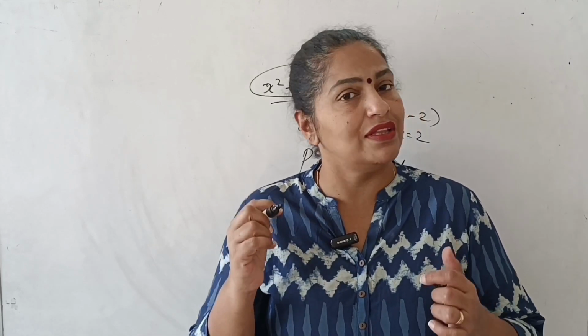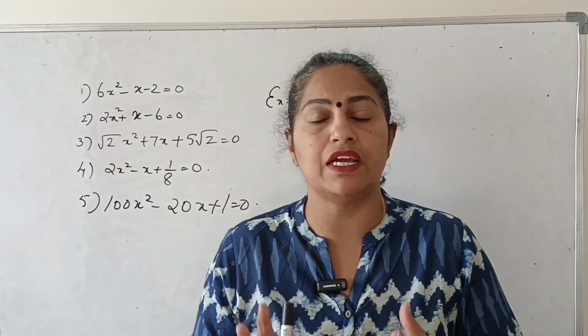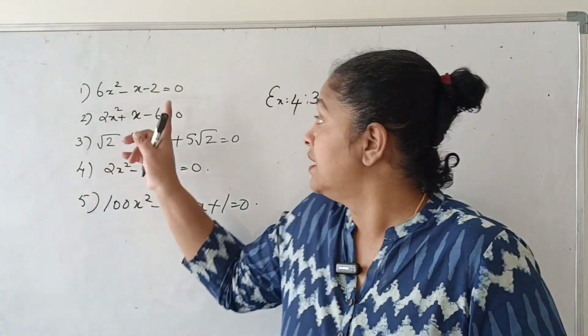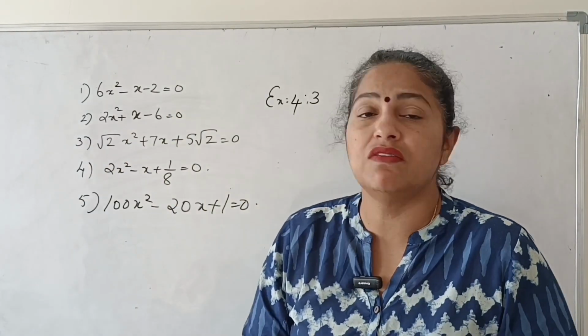Now, let us start doing the sums. Let us start with these 5 sums. It has been taken from the NCERT textbook. So, let us start with your textbook sums. The first one is 6x square minus x minus 2 is equal to 0.